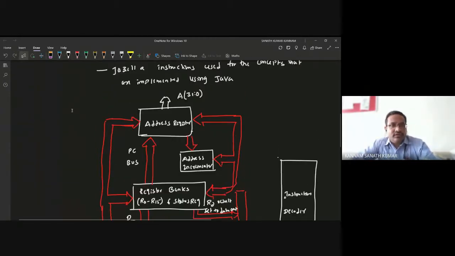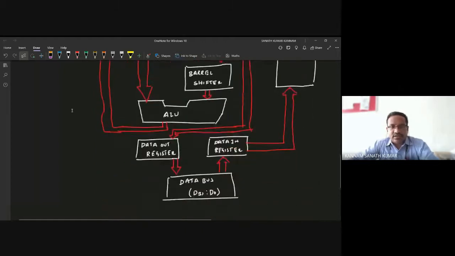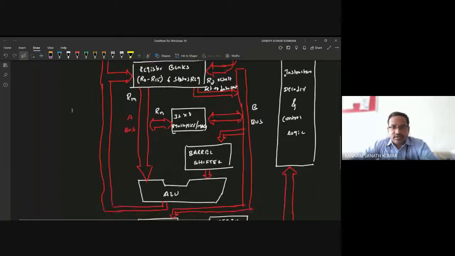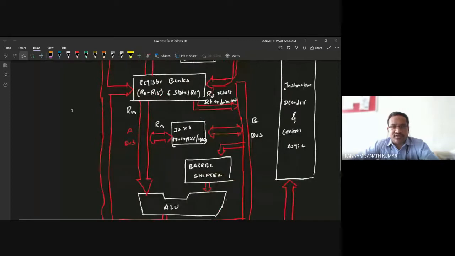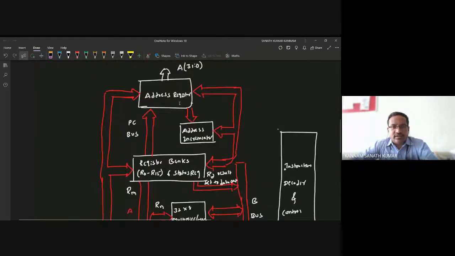So here if you see the architecture, this is the basic architecture of the ARM processor. Here I will explain how the data is coming out and how the data is processed. So this is the address register, from which it can calculate whatever the 32-bit address is. And here there is an address incrementer. For every instruction, the address will be incremented by 4.